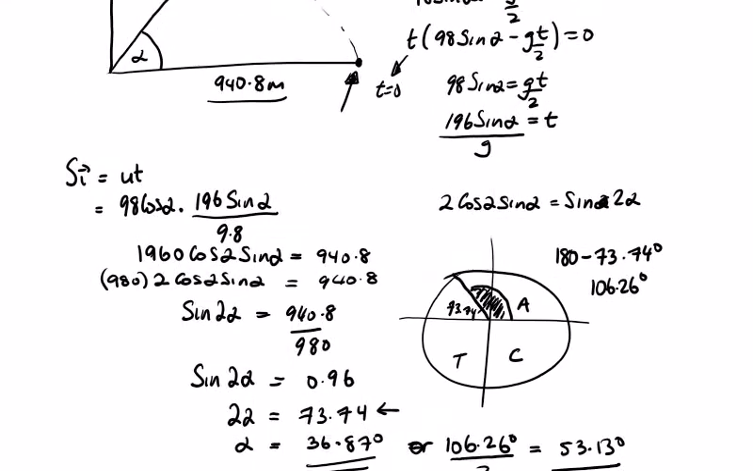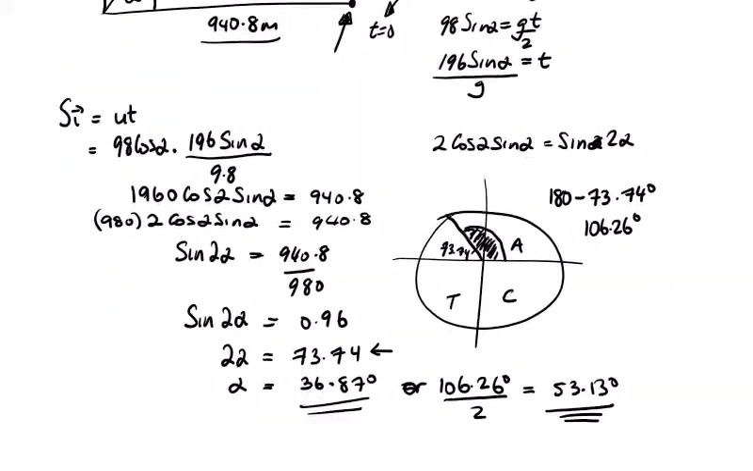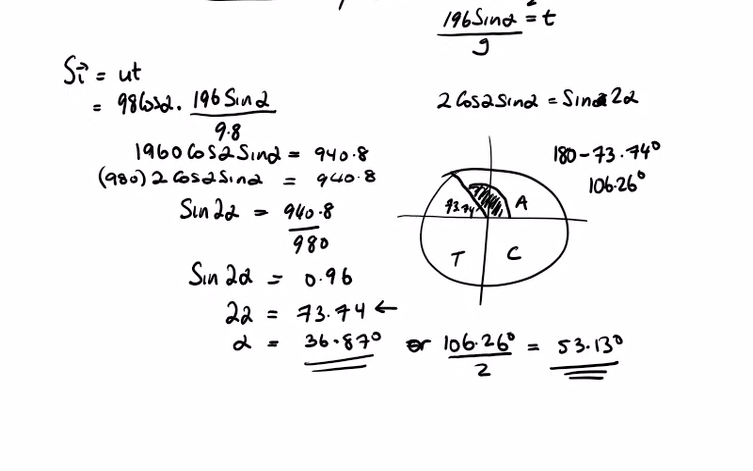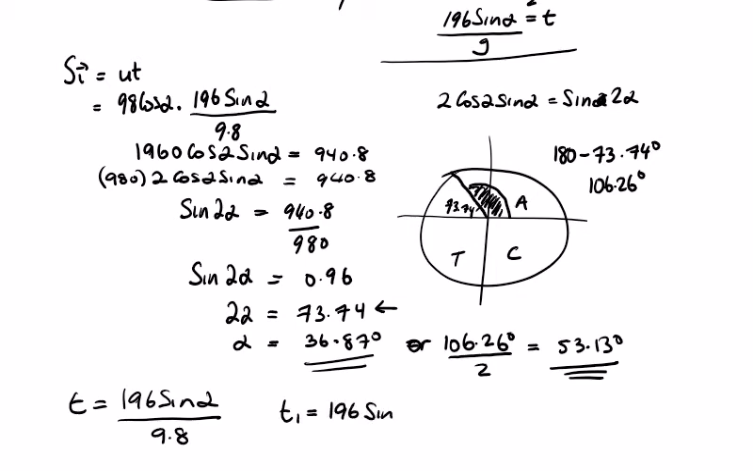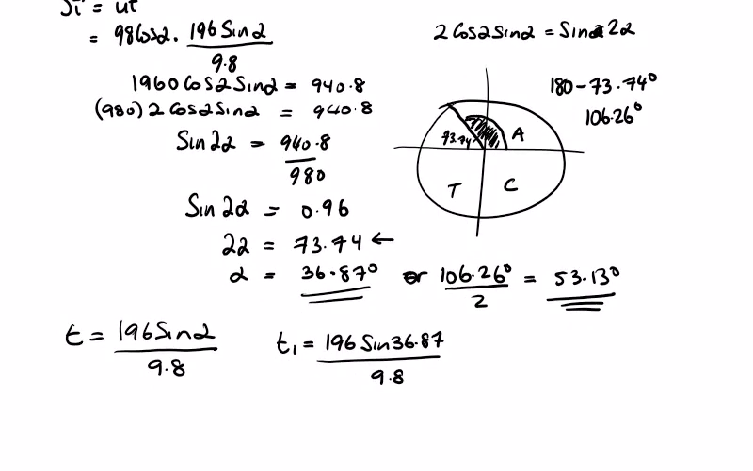And we're asked to find in part 2, I think I put it down, the difference in the times of the flights. Well, we have the time of flight. Time of flight is 196 sine alpha over g. Time is equal to 196 sine alpha over 9.8. So if we put our first angle in, 36.87, T1 is equal to 196 sine 36.87 divided by 9.8. That's going to give me exactly 12, 12.0000, something like that, so 12 seconds.